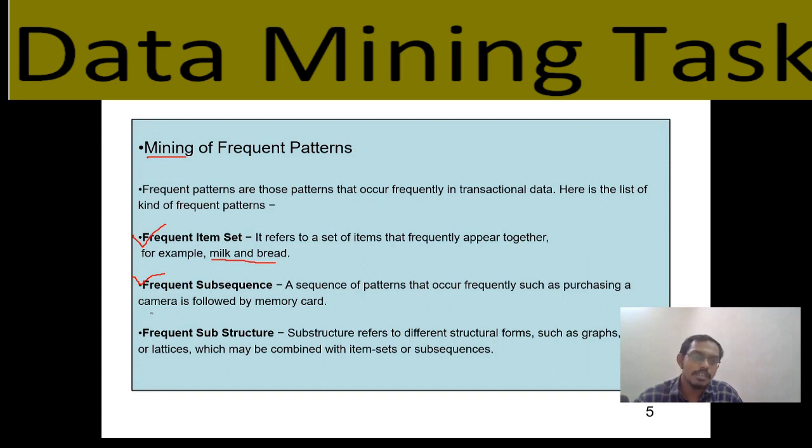And again for the frequent substructure, substructure refers to different structural forms such as a graph, tree, or tabular format. What we have done in the database system is create one large table where all the information is available.